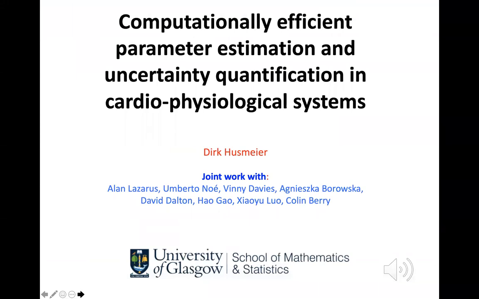Thank you very much for the invitation to give this keynote talk at ICSTA 2020. I will be talking about computationally efficient parameter estimation and uncertainty quantification in cardiophysiological systems. This is joint work with various co-authors who I will acknowledge at the end of this presentation.